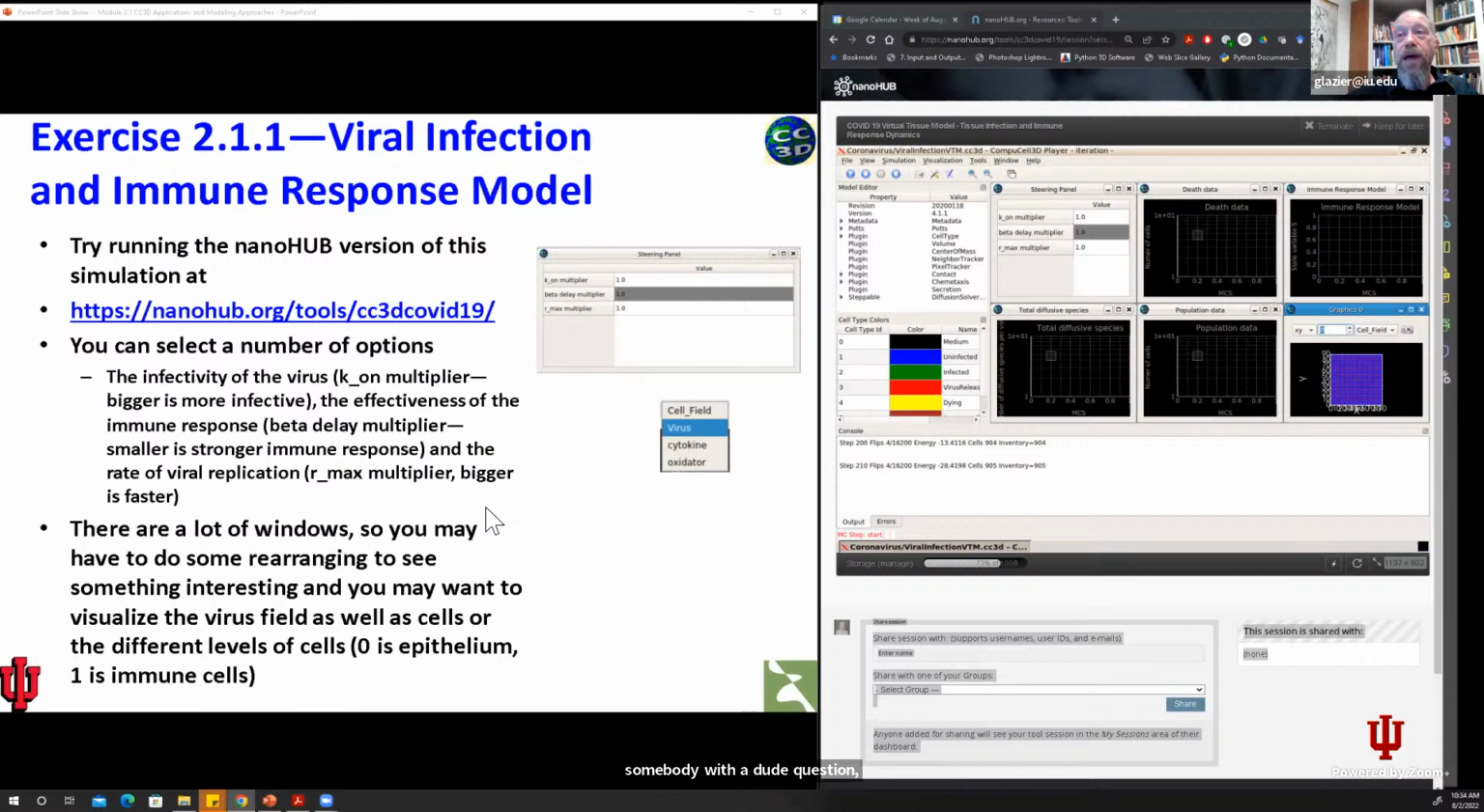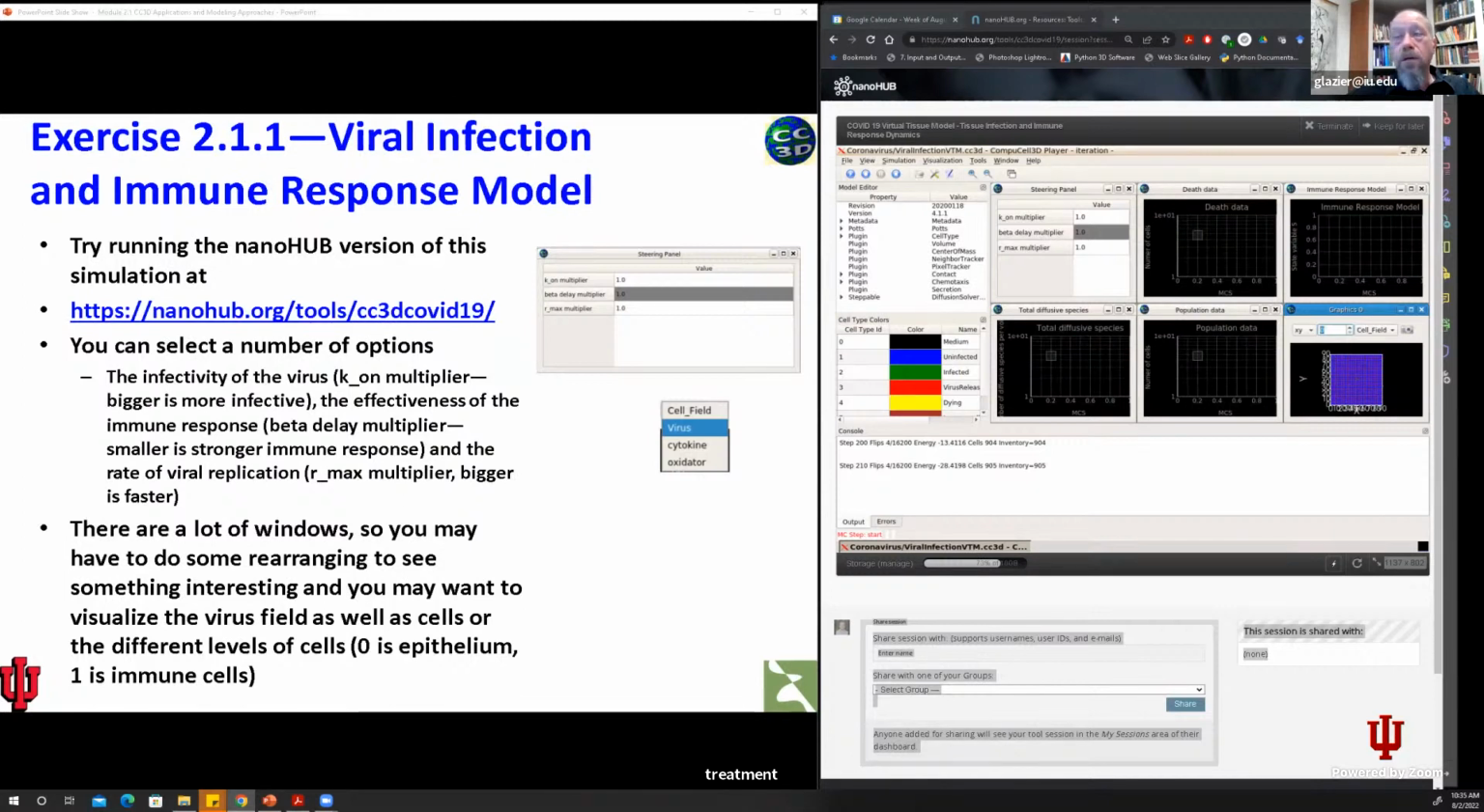And R max represents the maximal rate of viral replication. That probably doesn't change that much between strains of the virus, but a drug treatment with remdesivir specifically reduces R max. And so you can change that during the simulation, and that would be the equivalent of giving the drug treatment at that time. So I'll give everybody a minute just to run this.